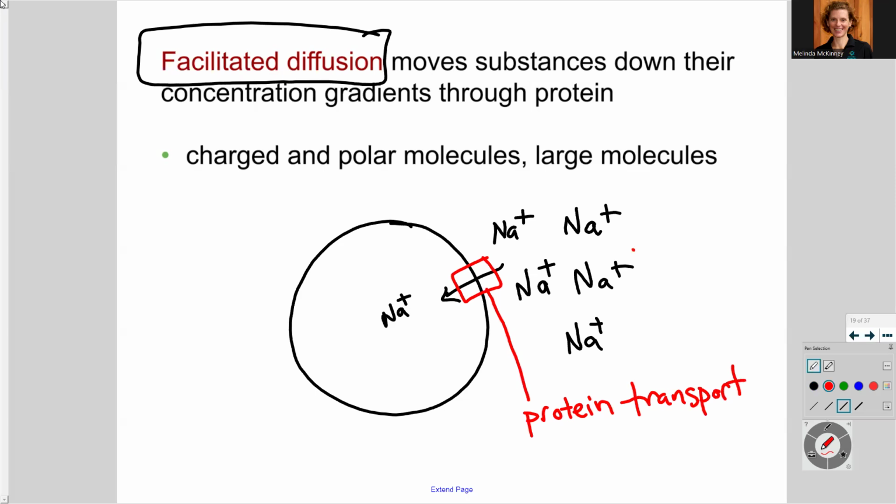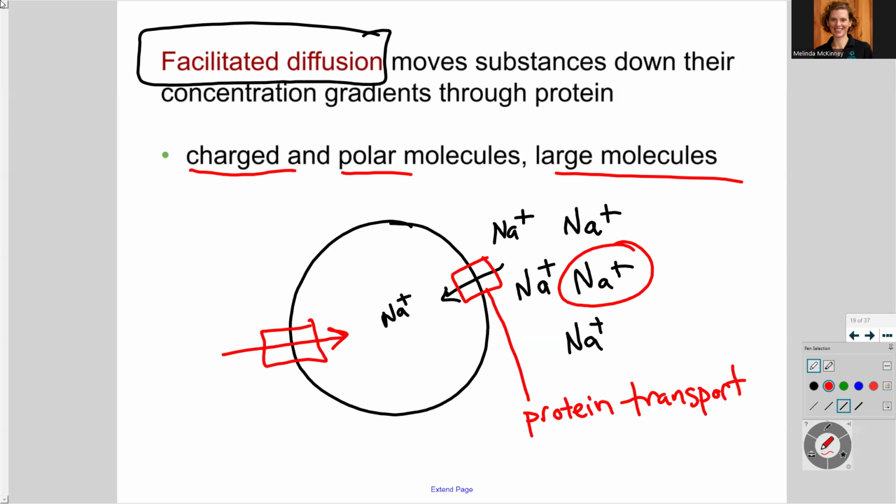And that's because this molecule is charged. It cannot go through the hydrophobic cell membrane. So anything that is charged, anything that's polar, anything that's large can go in through a membrane with the protein carrier, but it's only going to go in the direction of high concentration to low.